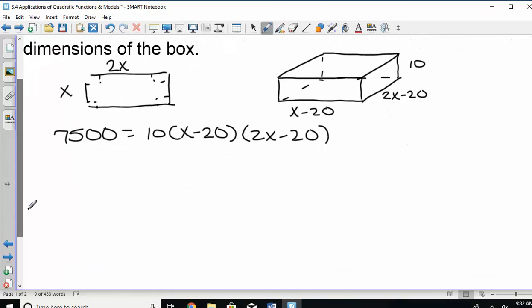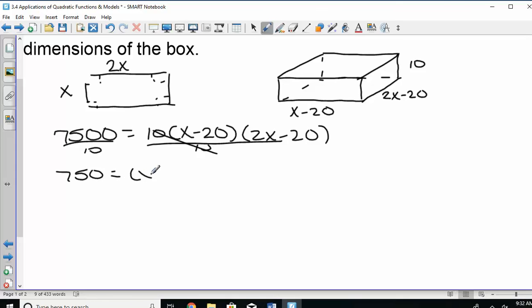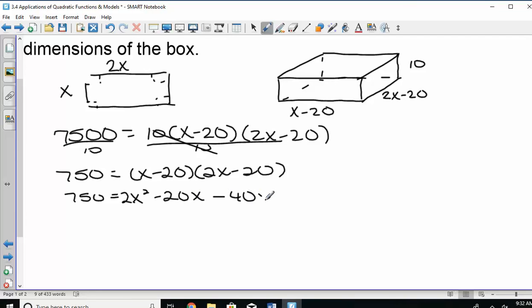Okay. What do you want to do first to solve this? Divide by 10. Okay, so then we can multiply that out, so we get 2x squared minus 20x minus 40x plus 400. If I want to set that equal to 0, we'll have to subtract over our 750.